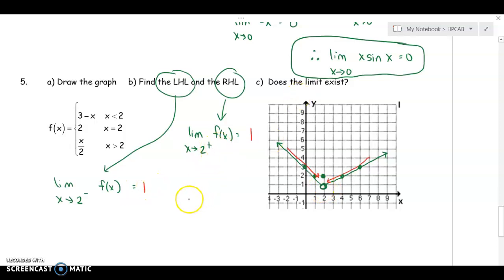Does the limit exist? Since the left-handed limit equals the right-handed limit, we know that it will exist. So yes, the limit as x approaches 2 of f of x exists, and it will equal 1. It's going to equal the same value that the left-hand and the right-handed limits are equal to.